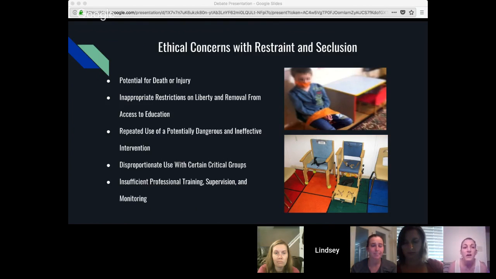Additionally, there is also a disproportionate use with certain critical groups. Recent data has demonstrated the disproportionate use of restraint and seclusion with students who belong to certain minority groups or those who are disabled. Mechanical restraints were also used disproportionately, applied to minority students and students with disabilities.